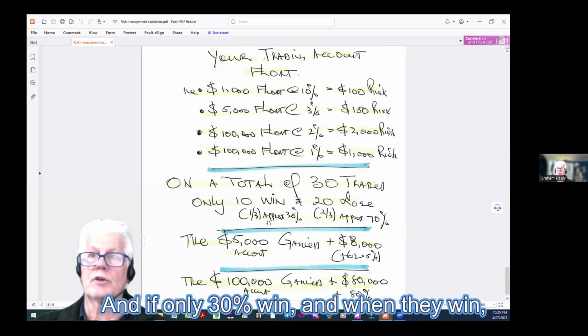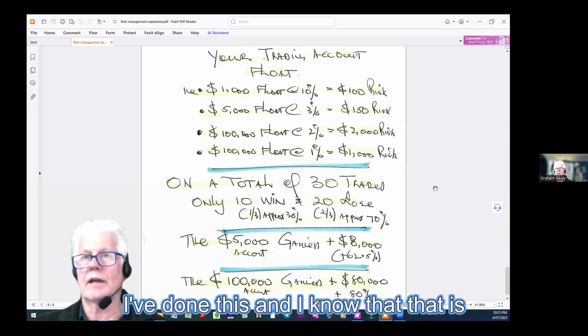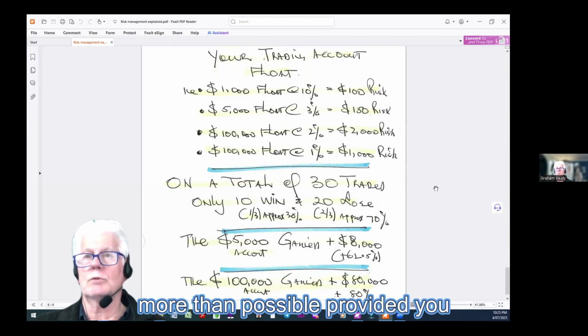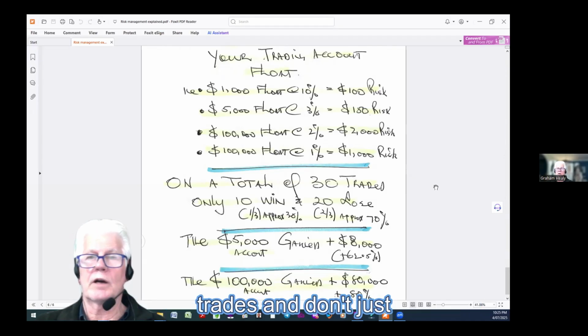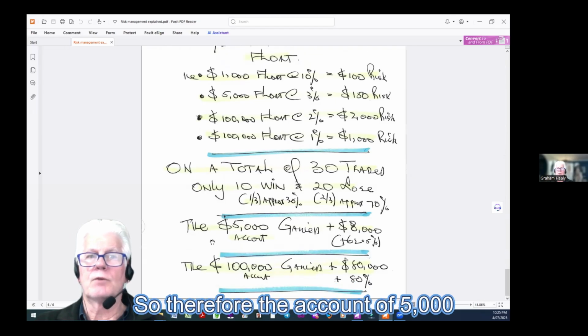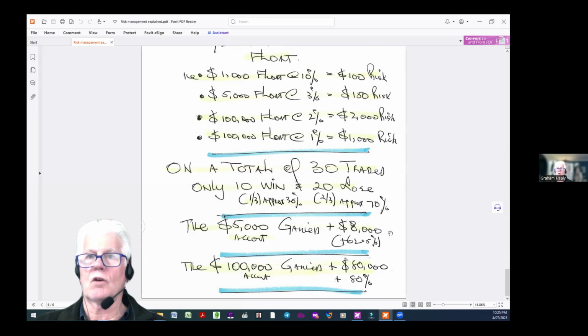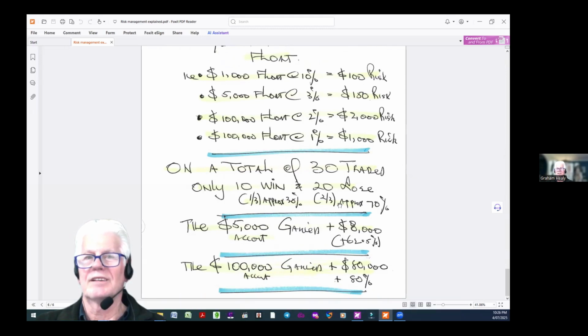And if only 30% win, and when they win, they make those wins of 800 or whatever if you're putting in 100. Now, I've done this and I know that is more than possible, provided you make quality informed decisions on the trades and don't just throw anything at any silly trade. So therefore, the account of 5,000 gained $8,000 doing this, but lost 70% of the trades, right?